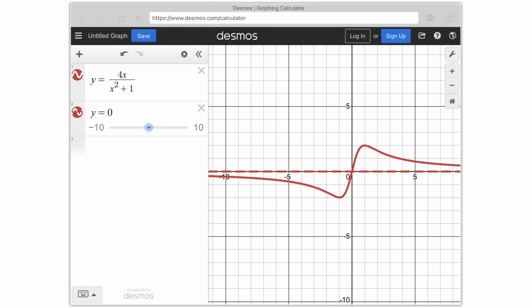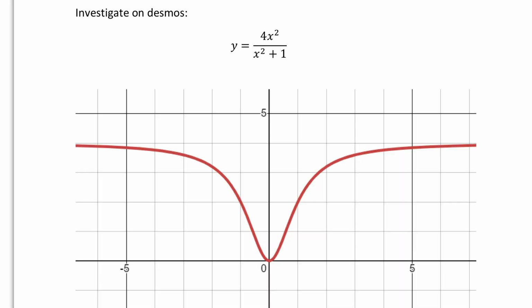Okay, let's look at another one here. So this is the graph of 4x squared over x squared plus 1. What I've done is I took the x and squared it. Instead of just having a regular x, I have x squared. Now this graph looks pretty weird, but it does look like it has a horizontal asymptote. You could kind of imagine drawing something along here like this, and that would be at y=4.